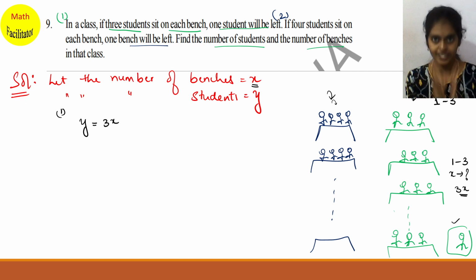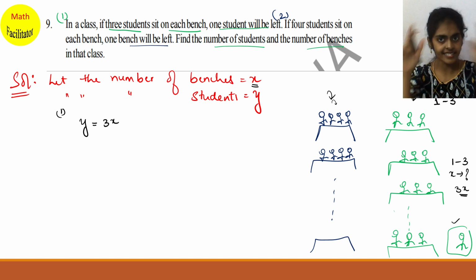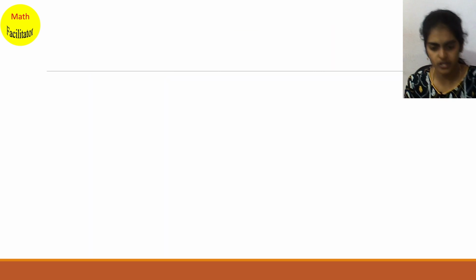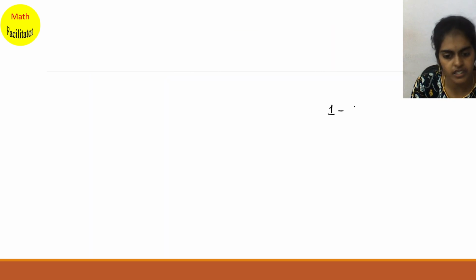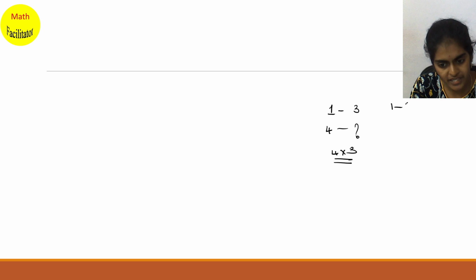Now among the y students, in one bench 3 students are sitting. So in x number of benches, how many will be sitting? Suppose in one bench 3 students are sitting, in 4 benches how many students will be sitting? 4 into 3, isn't it? Similarly, in one bench 3 students are sitting.